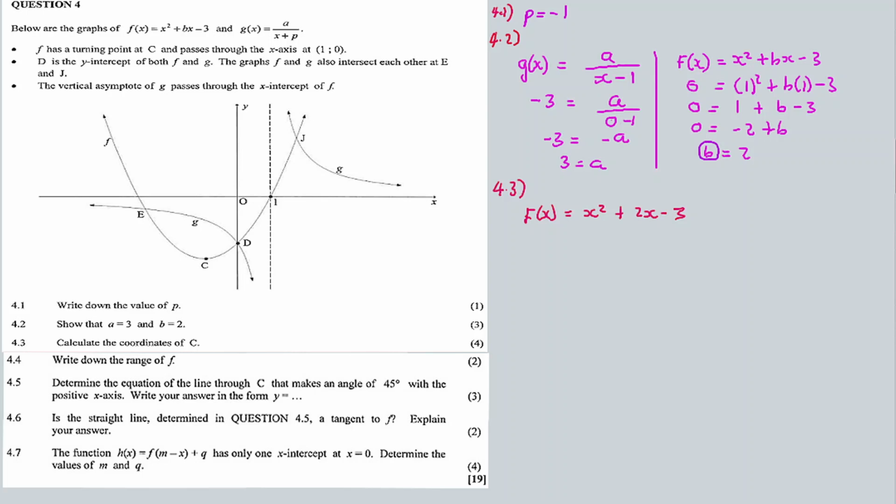Now for a turning point, there are two ways we can calculate it in a parabola, especially in grade 12. I'm assuming we can use calculus again, right?